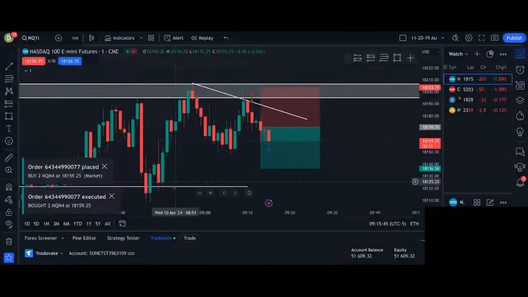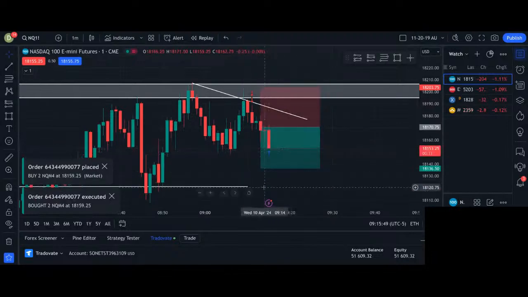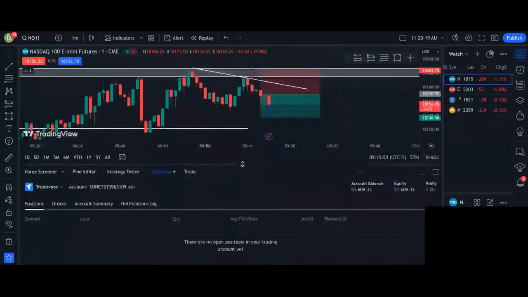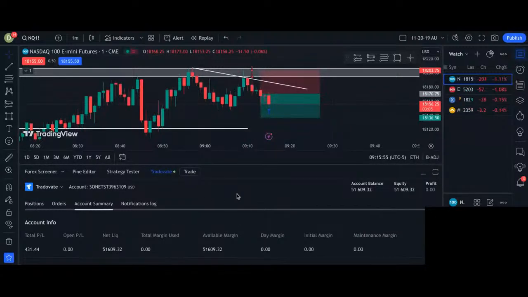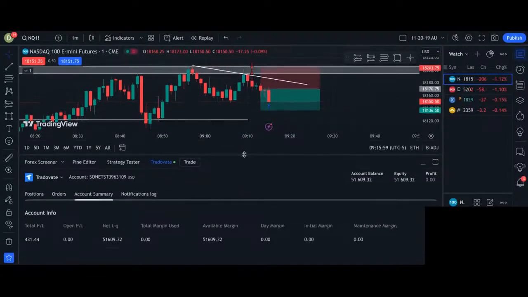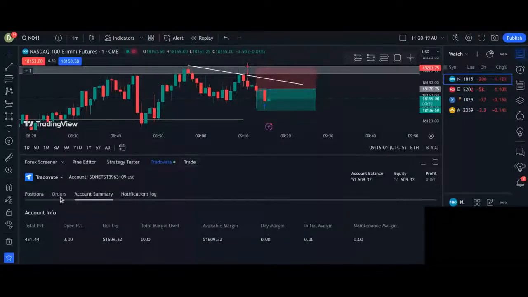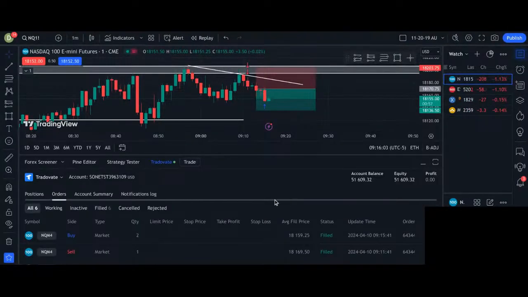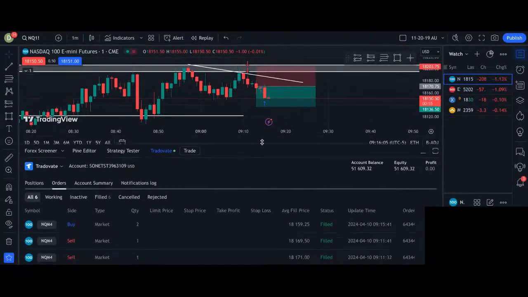Price is just playing around, man. I could have held it and made some more money, but I'll take it. Every day, all day, I'll take it. Let's see what the total ends up being.